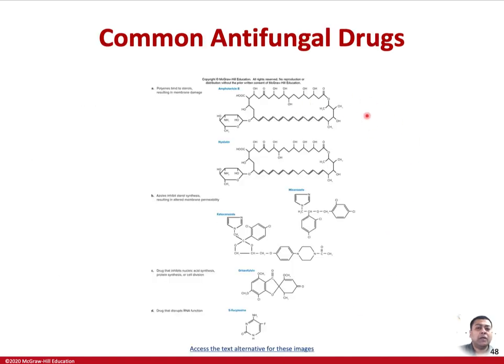So here we are looking at some of these specific drugs. The polyenes do bind to the sterols, and nystatin also binds to the sterol, and that disrupts the membrane function. On the other hand, the azoles, which include ketoconazole and miconazole, inhibit the membrane permeability. The drug known as griseofulvin disrupts nucleic acid synthesis, protein synthesis, as well as cell division. And then you can see that flucytosine disrupts the RNA function. So these are the common antifungal drugs.